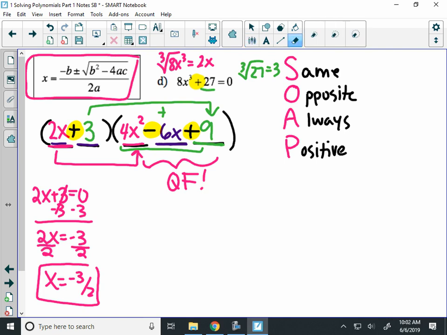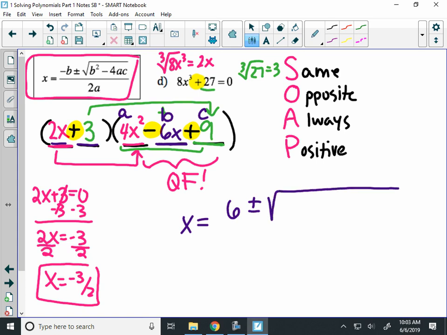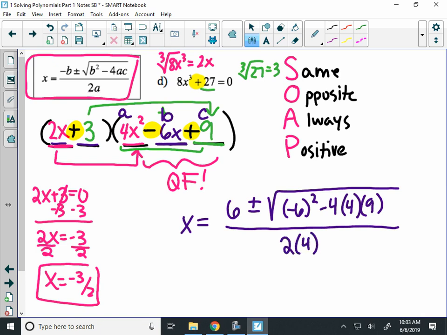So to use the quadratic formula, you need to know your A. A is the first number. B is the second number. C is the constant. X equals, now the formula says the opposite of B. Here B is negative 6, so the opposite of that is 6, plus or minus one long square root. Under the square root, I take B in parentheses squared minus 4 times A times C, all over 2A.